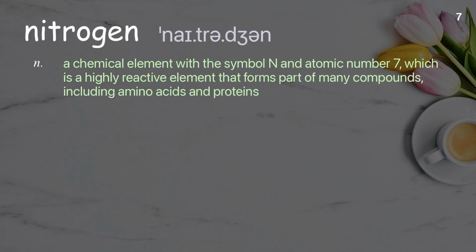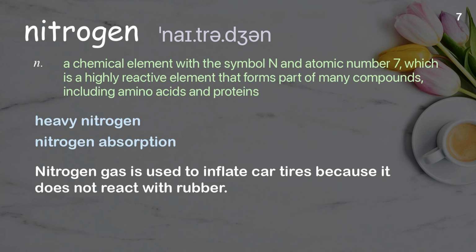Nitrogen. A chemical element with the symbol N and atomic number 7, which is a highly reactive element that forms part of many compounds, including amino acids and proteins. Examples: Heavy nitrogen. Nitrogen absorption. Nitrogen gas is used to inflate car tires because it does not react with rubber.